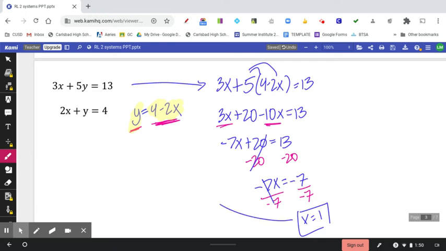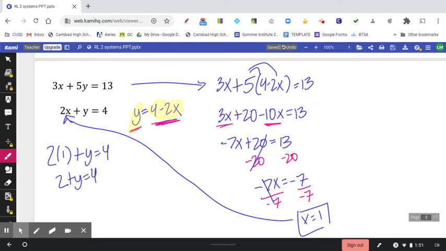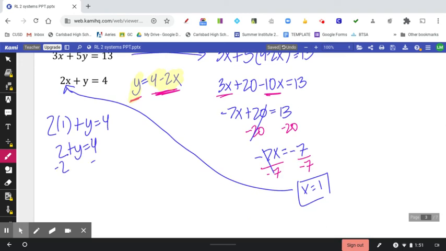So I'm going to bring this up here, and I'm going to bring it in to that first equation, or the second equation, okay? We're basically substituting again, all right? 2x, but instead of x, I'm going to write 1 because x equals 1. Plus y equals 4. 2 times 1 is 2, plus y equals 4. And if 2 plus y equals 4, that means that y equals 2.